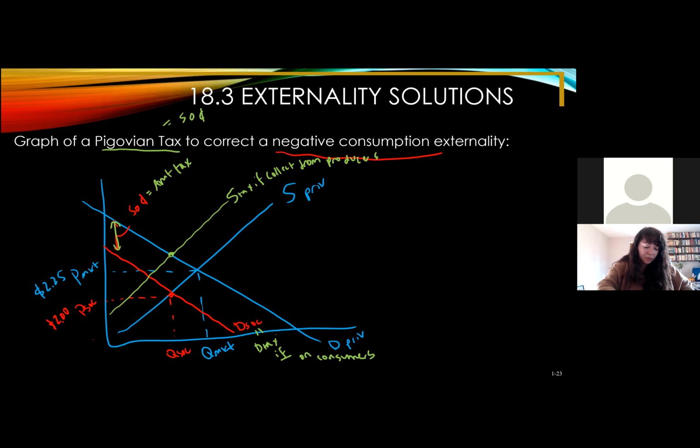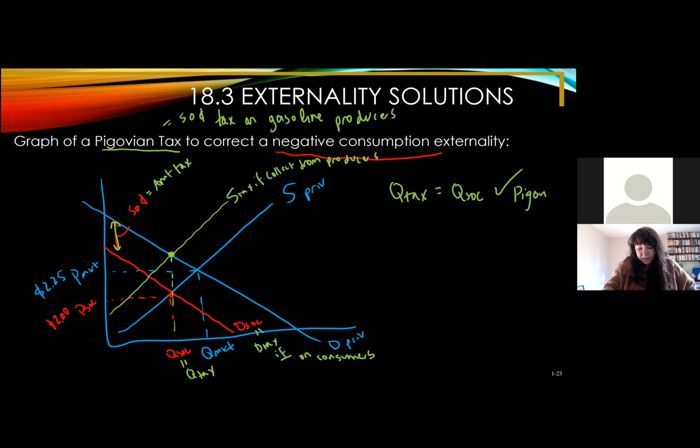So let's assume we're on this new supply curve with the tax. It's a 50-cent tax on gasoline producers. That's going to put us at this new equilibrium where the tax quantity is exactly equal to the socially optimal quantity. That's what we wanted. That is what makes it Pigovian.